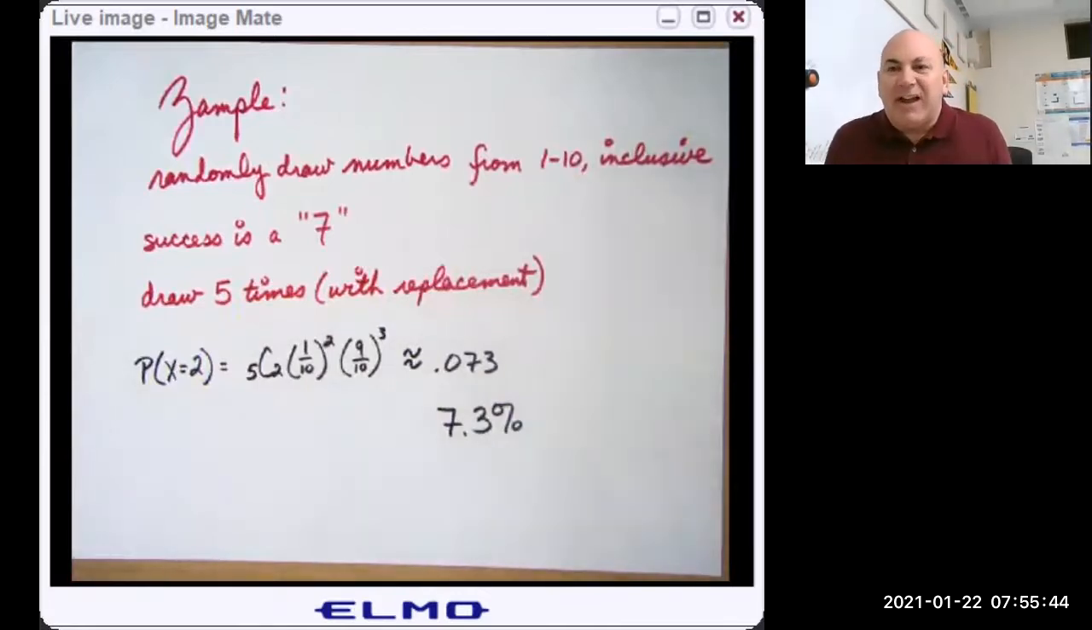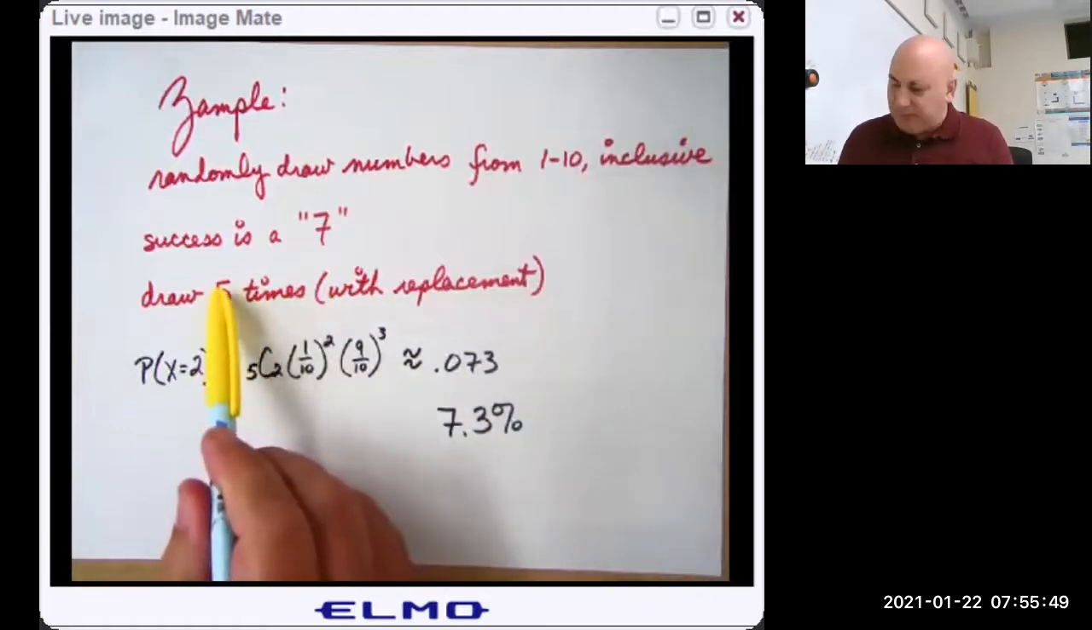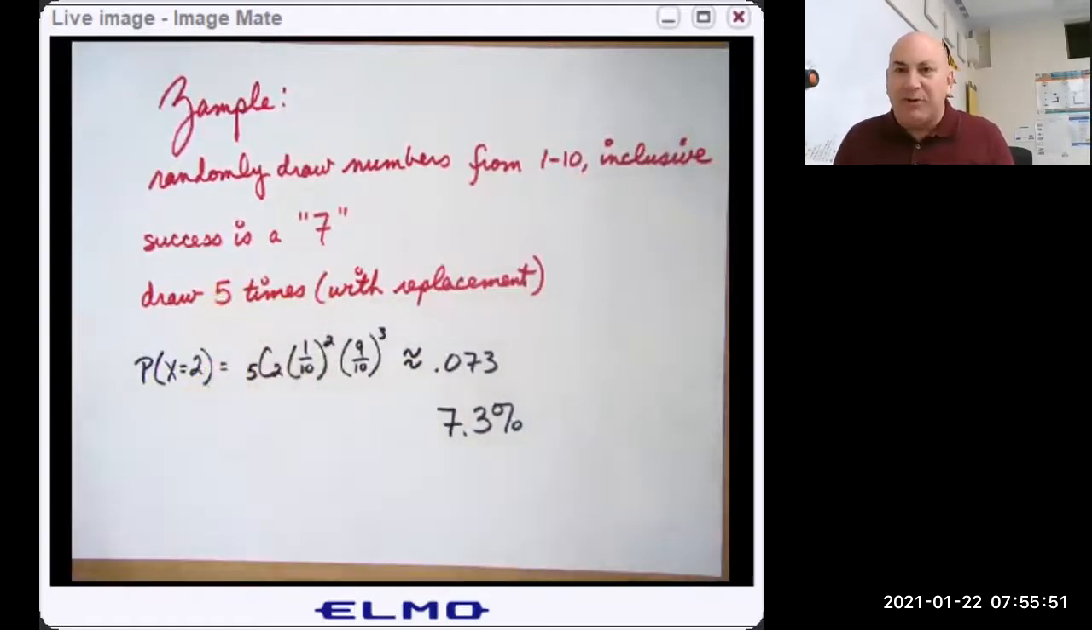Let's multiply everything by 100. So now we're going to draw 500 times, and I want to know the probability of getting exactly 2 successes. I'm sorry, 200 successes. Do you think the probability is going to be the same?